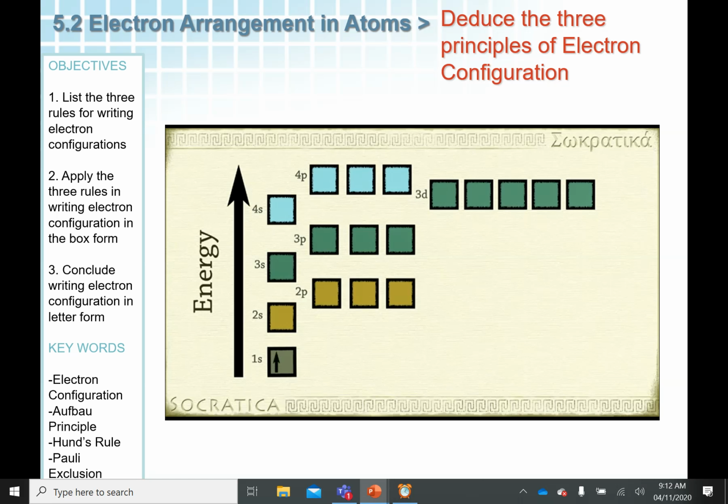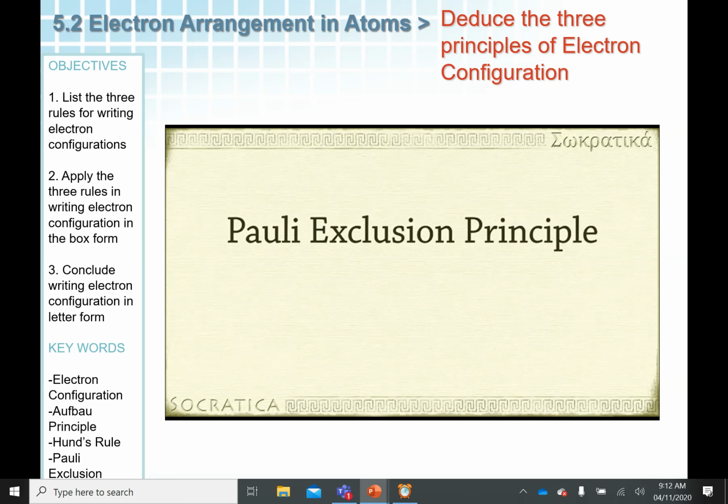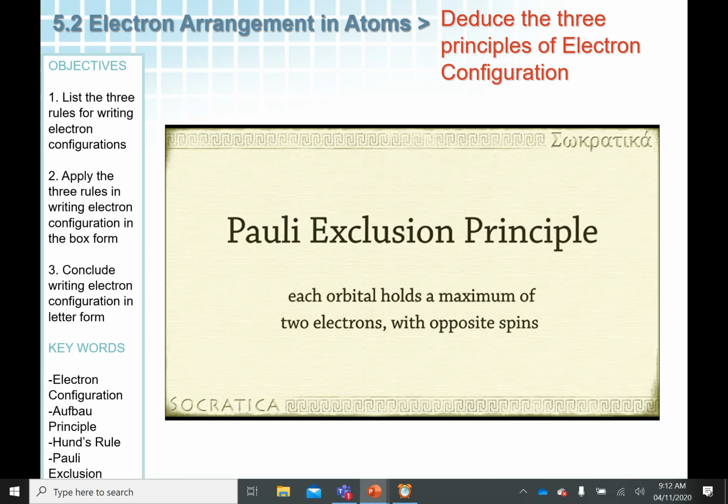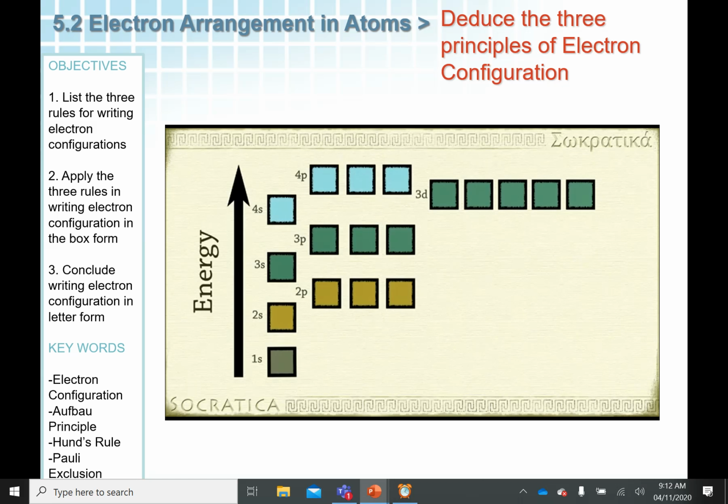We use arrows to represent electrons, and the direction they're pointing shows the direction of their spin. According to the Pauli exclusion principle, each orbital holds a maximum of 2 electrons with opposite spins. So there's a maximum of 2 electrons in the 1s orbital. If the atom has more than 2 electrons, they start filling in the subsequent higher energy orbitals.